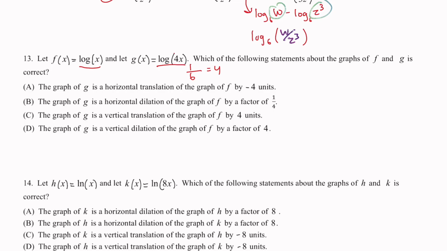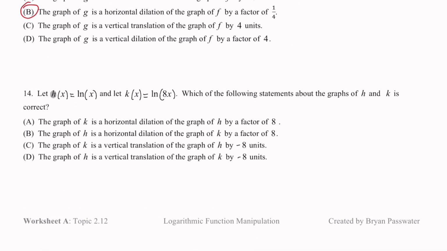But 1 over B is equal to 4, right? So basically we can move this B to this side, so multiply B both sides. So 1 is equal to 4B, and just divide that. So B is equal to 1 over 4. That means that our horizontal dilation, our transformation, is 1 over 4. So if we look at that, only B has a factor of 1 over 4, so then our answer is B.